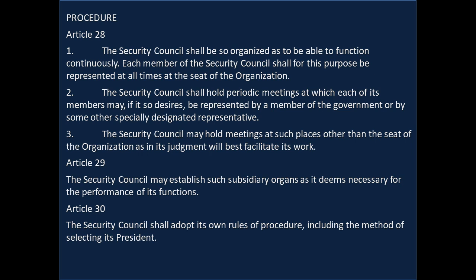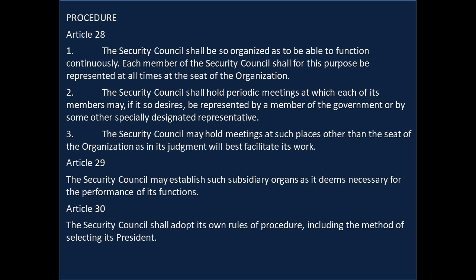Procedure. Article 28. 1. The Security Council shall be so organized as to be able to function continuously. Each member of the Security Council shall for this purpose be represented at all times at the seat of the organization. 2. The Security Council shall hold periodic meetings at which each of its members may, if it so desires, be represented by a member of the government or by some other specially designated representative. 3. The Security Council may hold meetings at such places other than the seat of the organization as in its judgment will best facilitate its work.